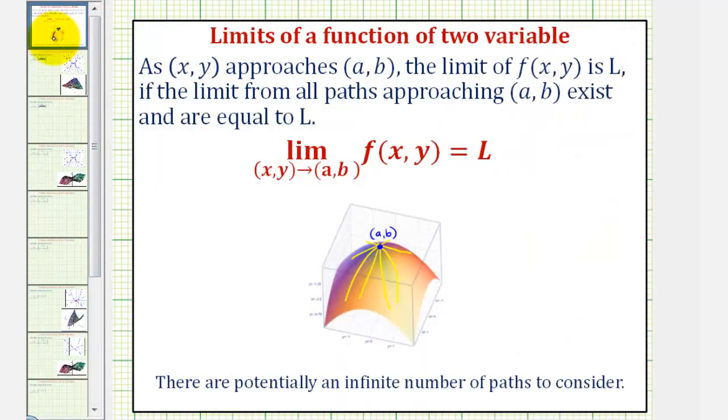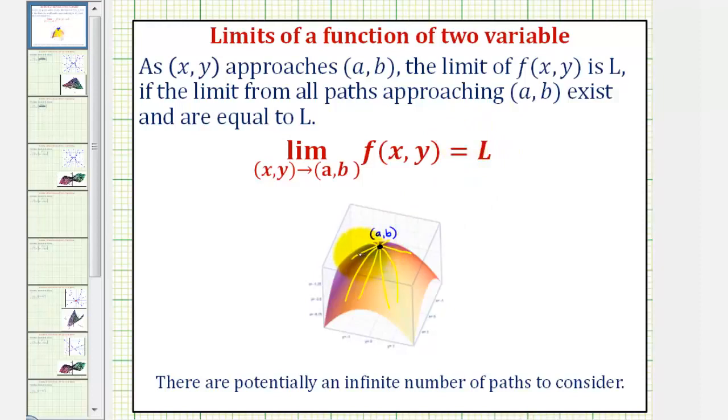For a quick review, as (x, y) approaches the point (a, b), the limit of f(x, y) is the value L if the limit from all paths approaching the point (a, b) exists and is equal to L. So let's assume the graph of this surface here is our function f(x, y). This limit equals L because as we approach the point (a, b) from all these paths, notice how the function value is approaching the same value, which would be L.